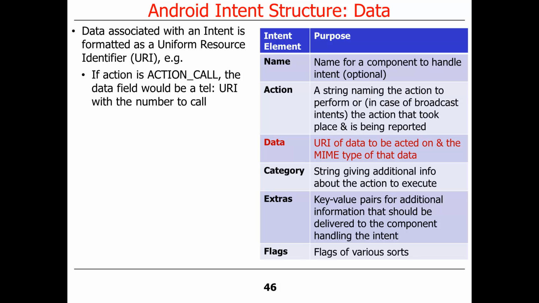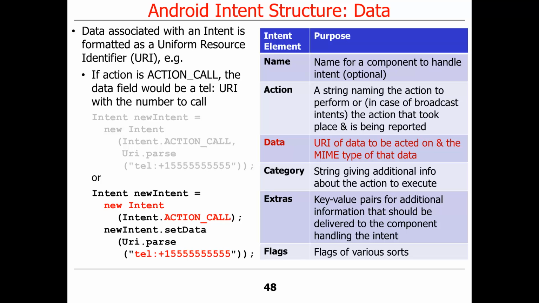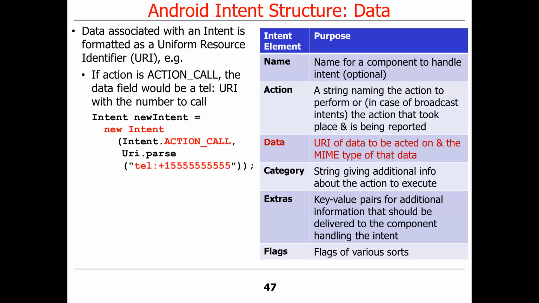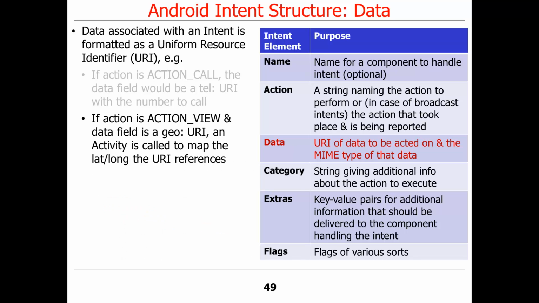For example, and this is pretty obvious, if the action is action call, the data would be a telephone number, right? So here's an example where we make a new intent, which is an action call intent, and we give it some telephone number. That telephone number probably won't do anything useful, but you get the point, right? So that's the data, the thing that's connected with that action. And you can do it a couple of different ways. You can either pass it here like this, or you can make an intent and then set the data as a separate call. So that's action call connected to data.